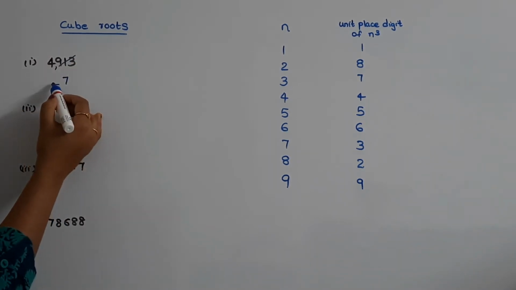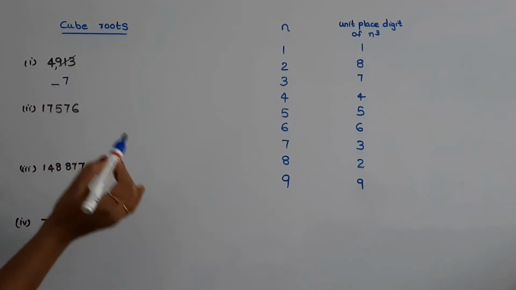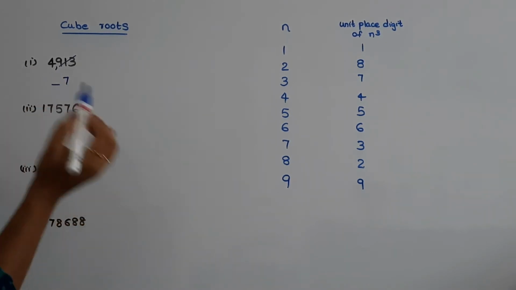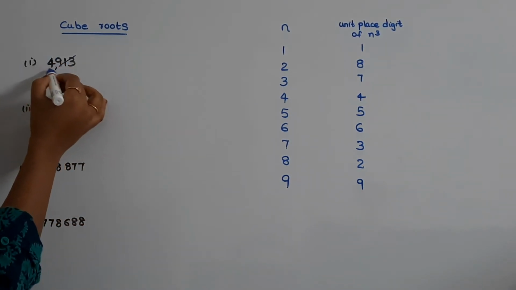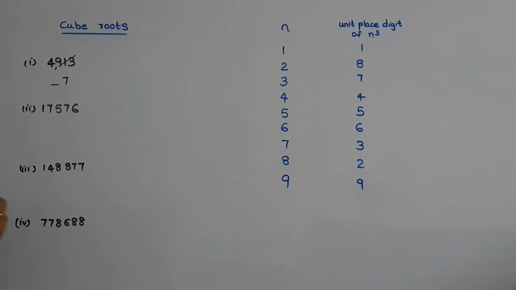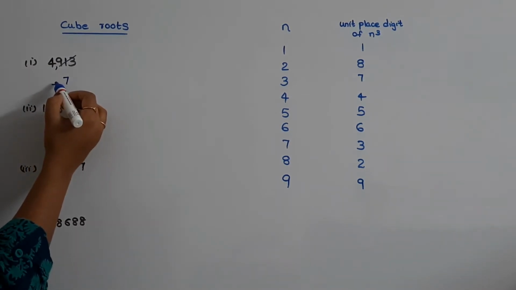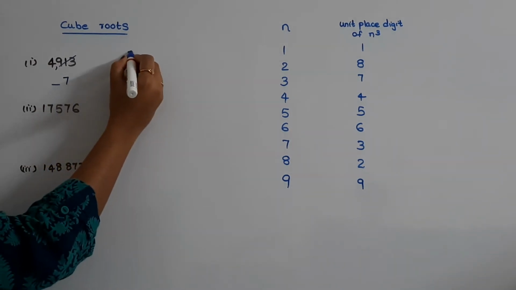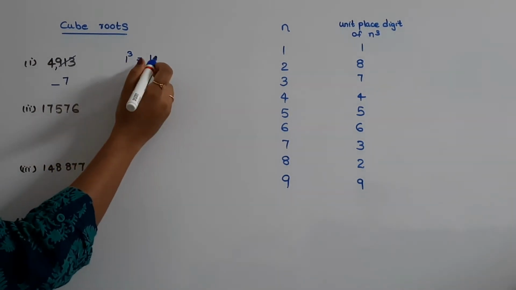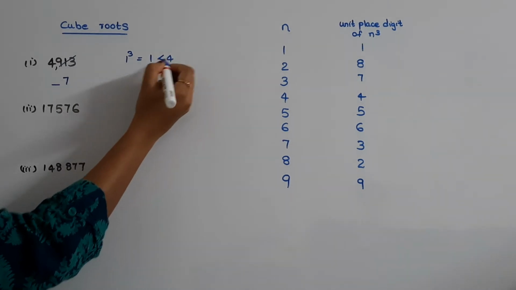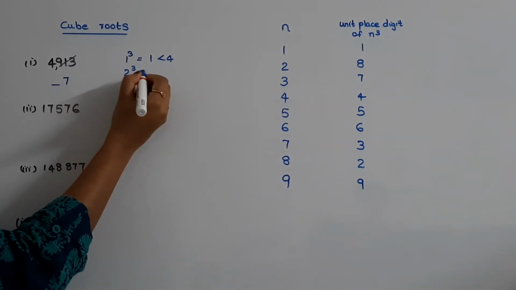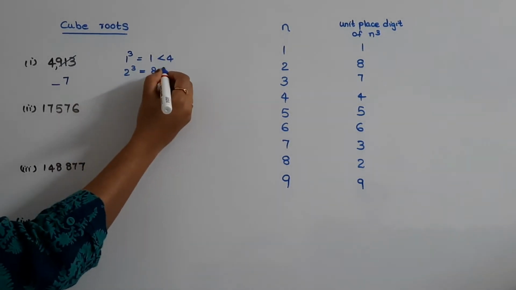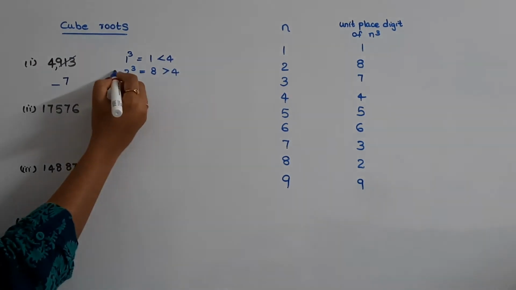So this number will be the largest number whose cube is less than 4. See, 1 cube is 1. 1 is less than 4. 2 cube is 8. But 8 is greater than 4. So we cannot use 2.